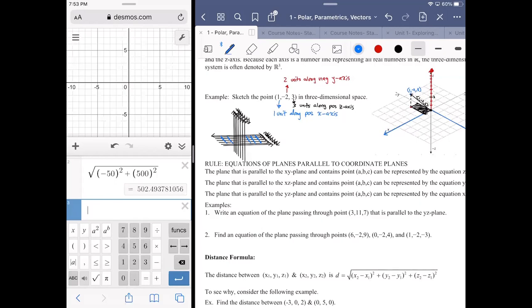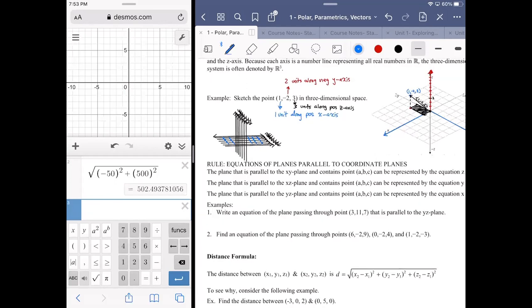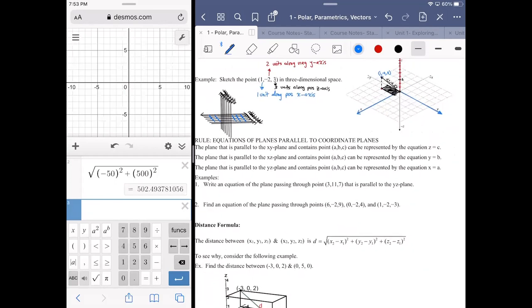But when you want to write the equation of a plane, if it's parallel to either the XY plane, the YZ plane, or the XZ plane, we have relationships and rules that we can fall back on. So they're actually very simple. If I want something that's parallel to the YZ plane, we just reference the rule: X equals A, right? So whatever the X value is in your set of coordinates, that's what the equation of the plane is going to be. So X is equal to 3.